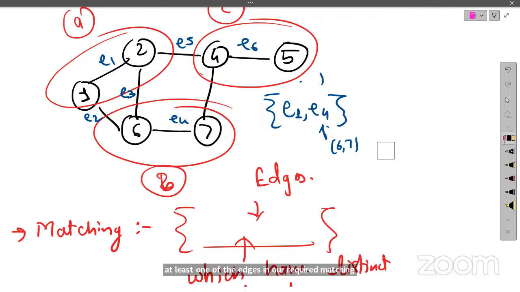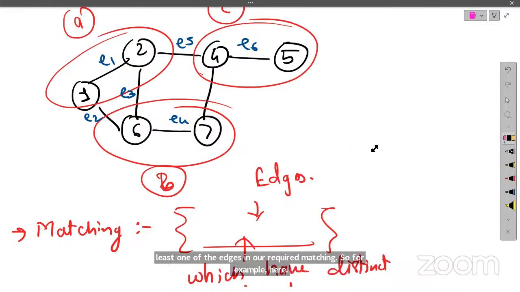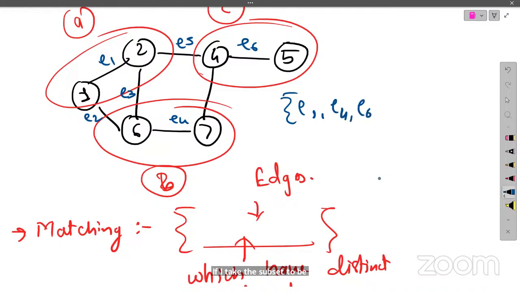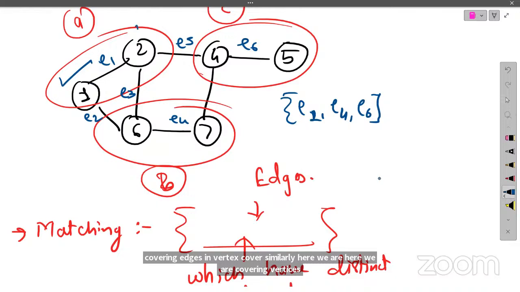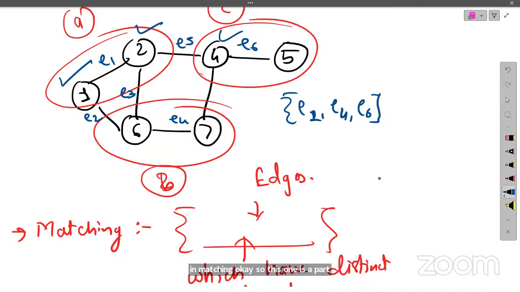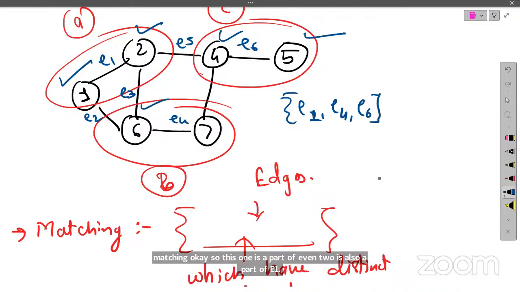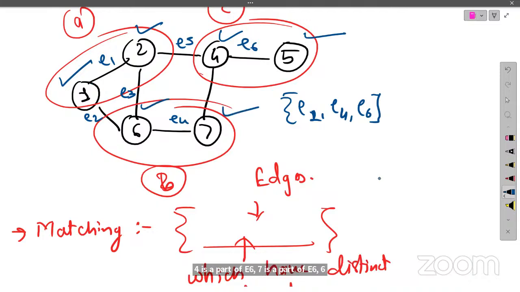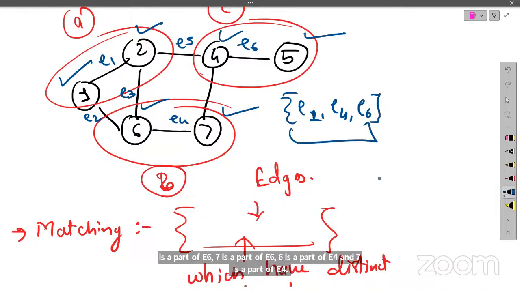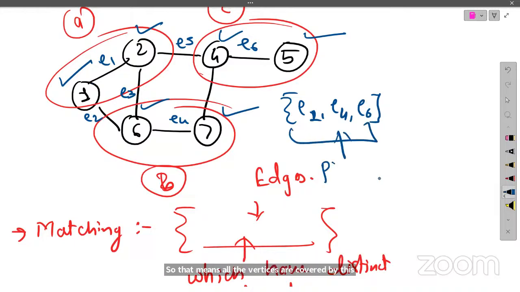For example, if I take the subset E1, E4, and E6, what is happening? This vertex 1 is a part of edge E1, so it is covered. As we cover edges in a vertex cover, similarly here we are covering vertices in a matching. So 1 is a part of E1, 2 is also a part of E1, 4 is a part of E6, 7 is a part of E6, 6 is a part of E4, and 7 is a part of E4. That means all the vertices are covered by this particular matching. Such a matching is known as a perfect matching.